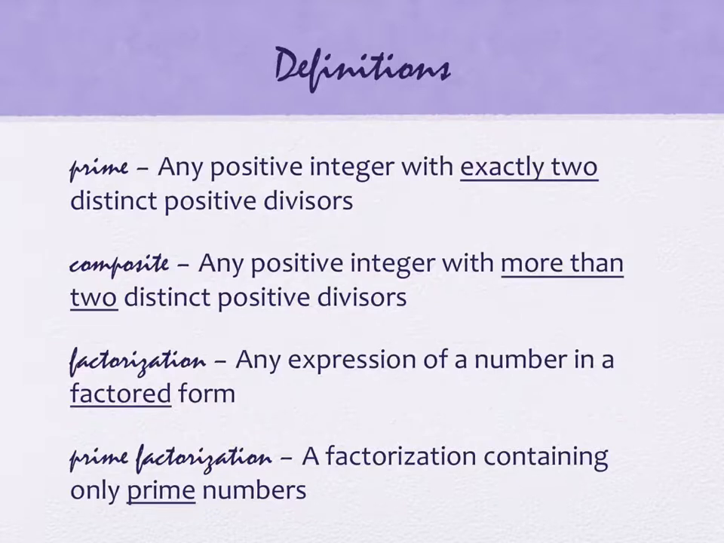To start with, prime numbers are any positive integers with exactly two distinct positive divisors. And a composite number is any positive integer with more than two distinct positive divisors. So let me pause right there before I keep going to the next pieces. Can somebody give me a prime number?